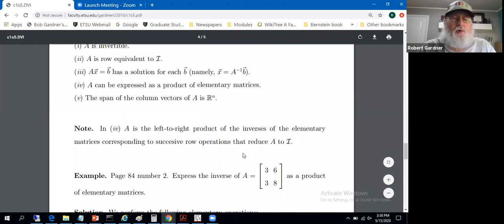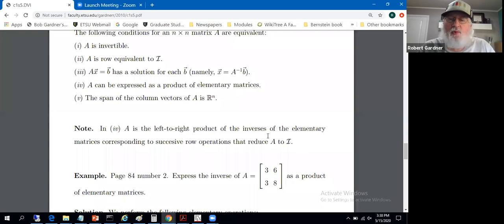All right, part 4 dealt with A as a product of elementary matrices. Okay, A, say, is a left to right product of the inverses of the elementary matrices corresponding to the successive row operations that reduce A to I. So that's where I said determined by. Yeah, it's a little involved.